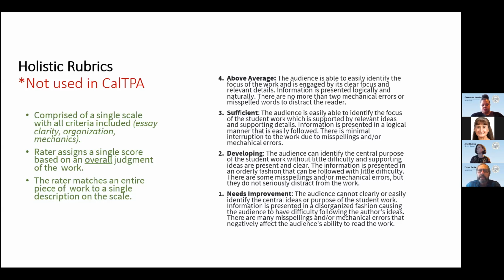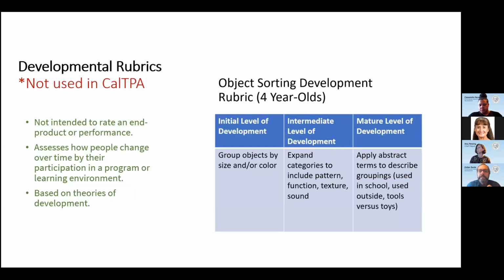So each of those levels, 1 through 4, has language in it about all those pieces: clarity, organization, mechanics. And it's about giving a sort of holistic overall judgment of the work. I actually think that these are used in classrooms a lot because they're great starter points for conversations between teachers and students. But this is not the kind of rubric that's used in CalTPA, and partly because we want candidates to get very specific, clear feedback on their submissions.